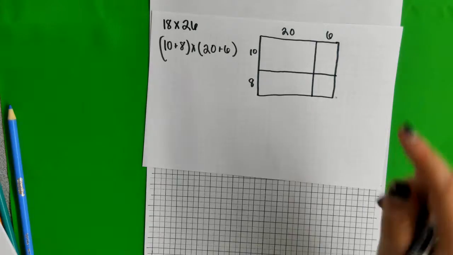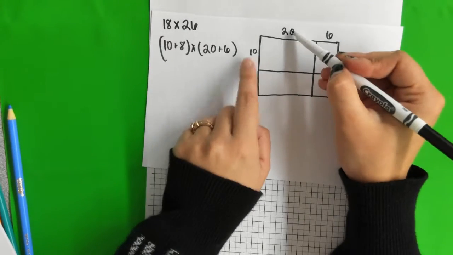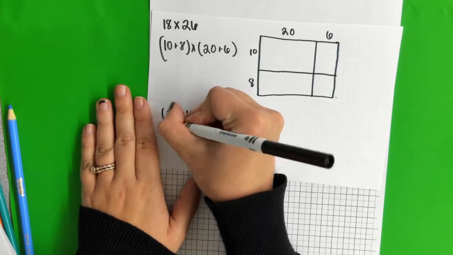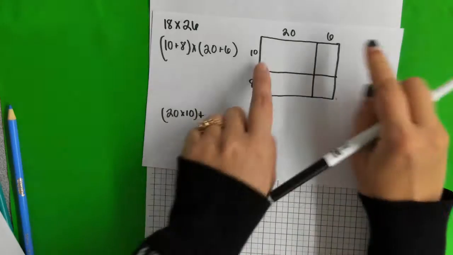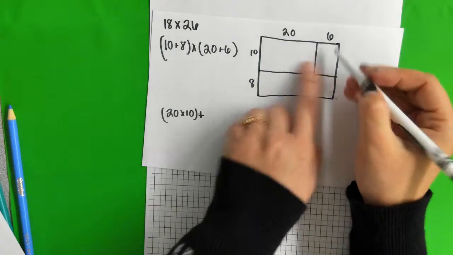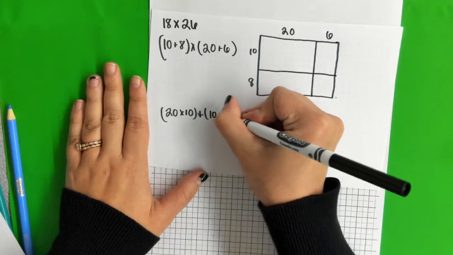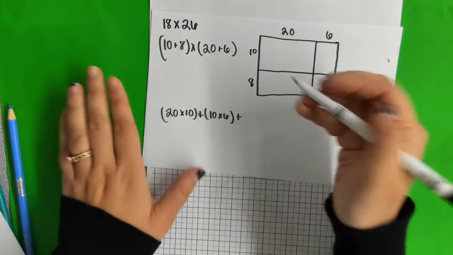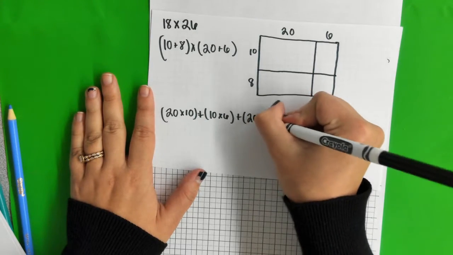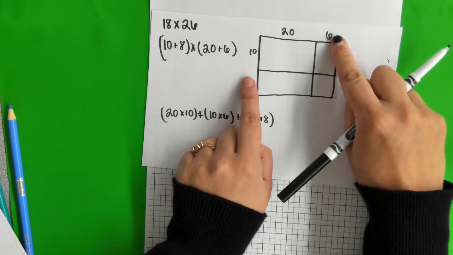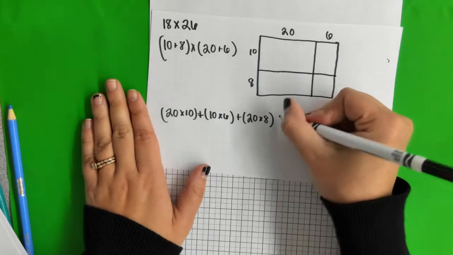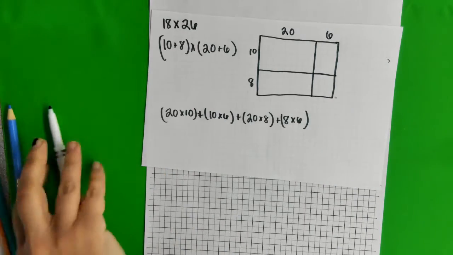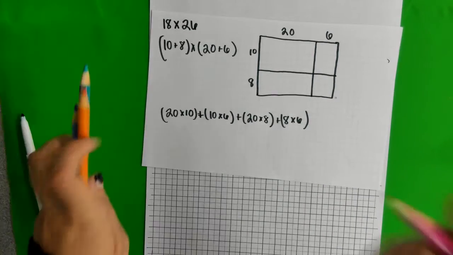And then I can see what I need to multiply. So I'm going to multiply 20 and 10. I'm going to add 10 and 6. 10 times 6. And I'm going to add 20 times 8. And I'm also going to add 8 times 6. I like things color-coded, so I'm going to color code again.